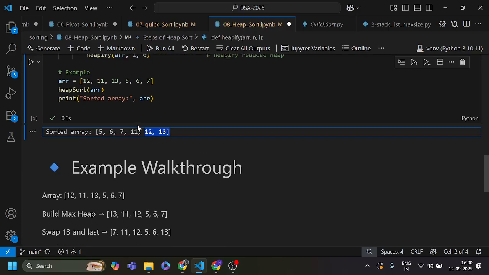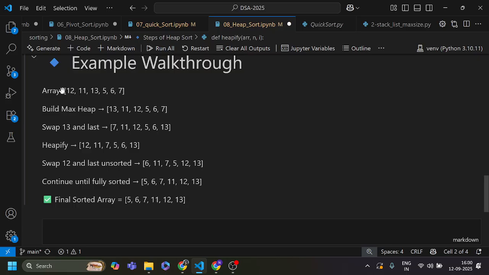Okay, so this one. Also, if you take some array like this, array equals this. This is the example, but build the maximum heap. Here you can swap 12 with 13. Okay, so here is the max heap, and swap 13 with the last element. Again we are going to swap 13 with the last element, 7. So 7 in place of 13 and 13 in place of 7.